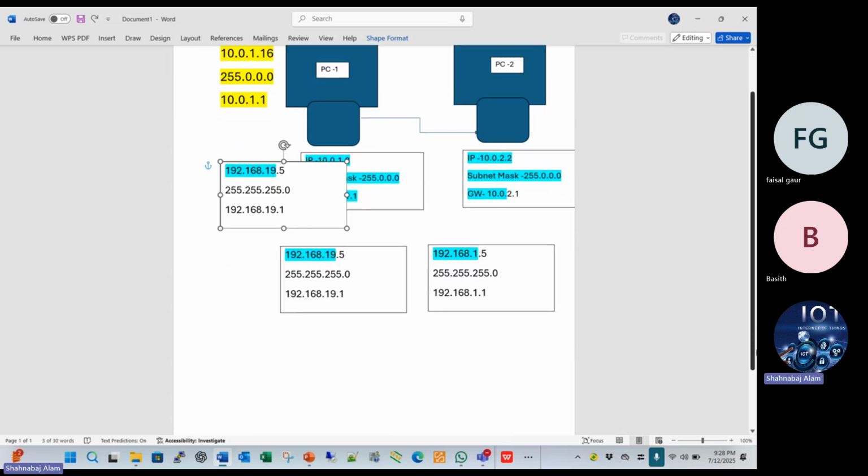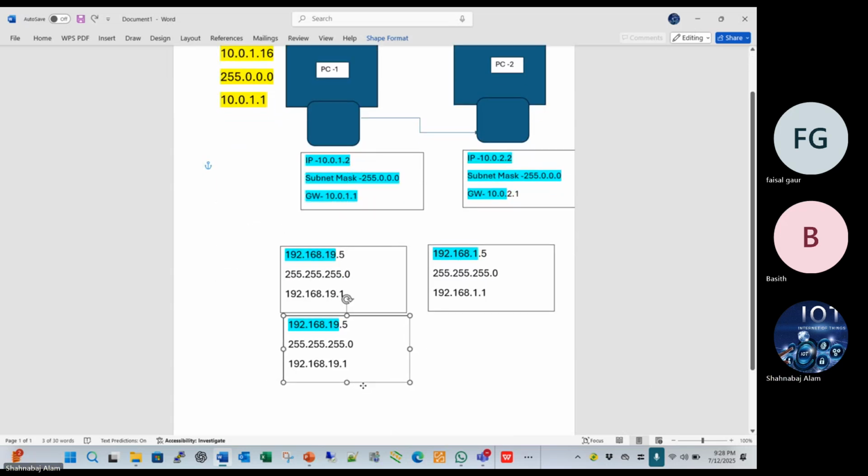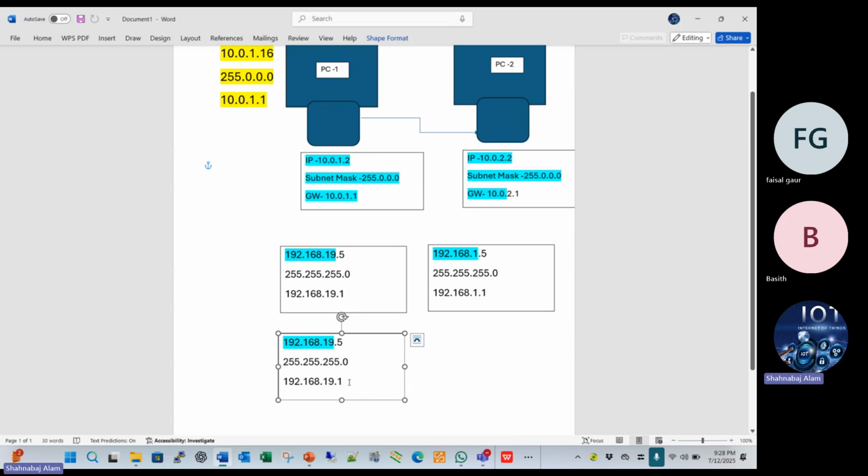Just a second. This is the Class A IP address, this is the Class B IP address, and this is the Class C IP address. Right now this is the Class C IP address. So I'll change the IP address.